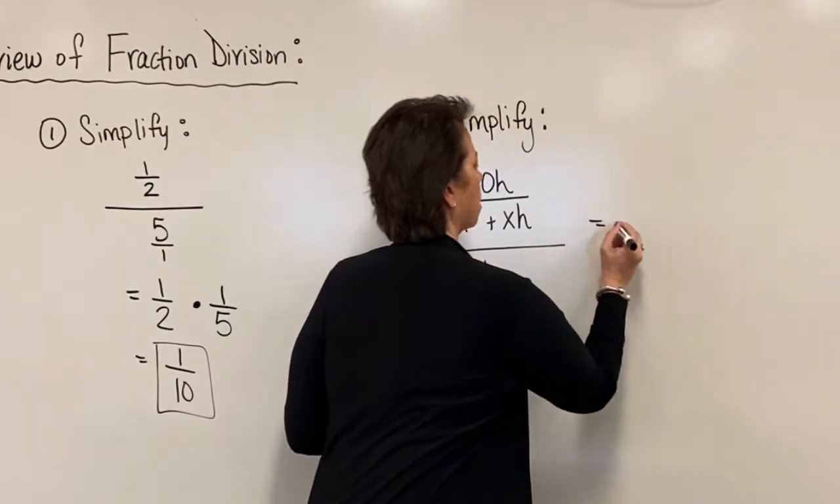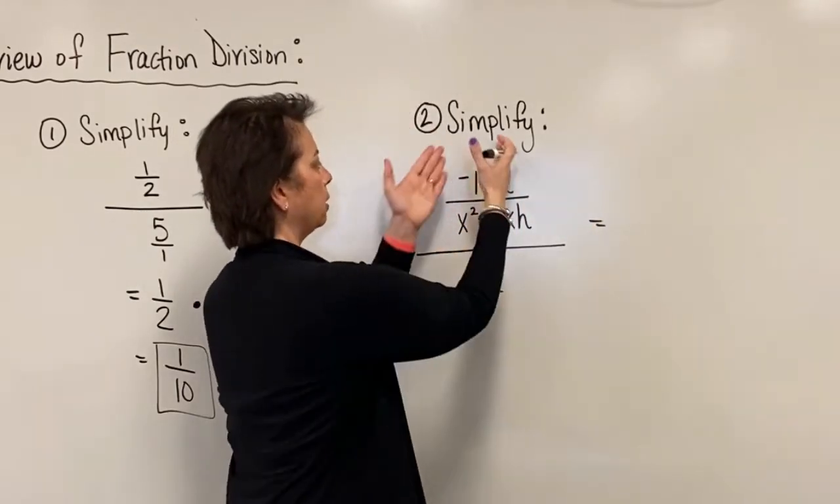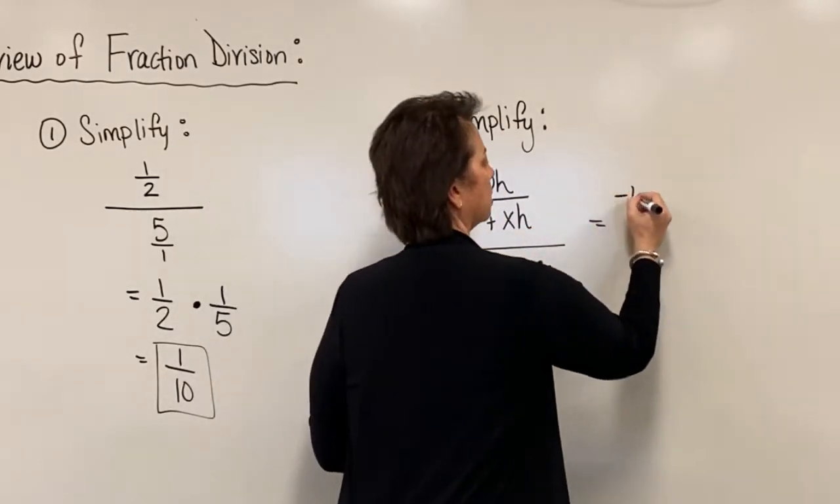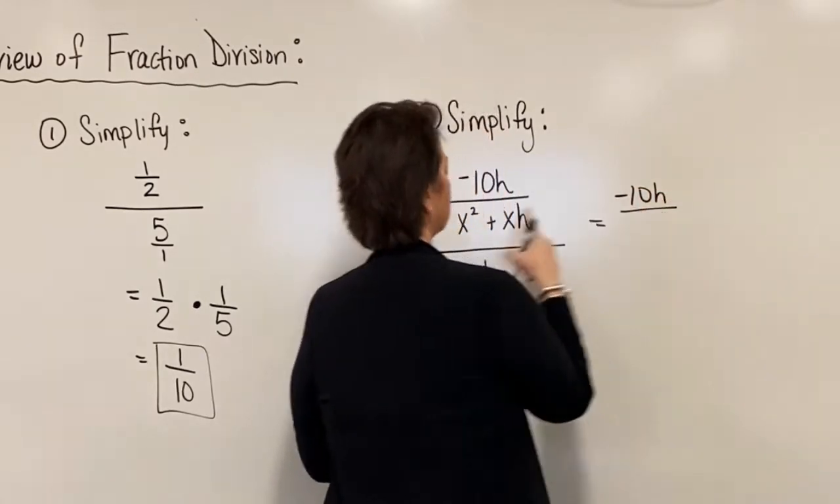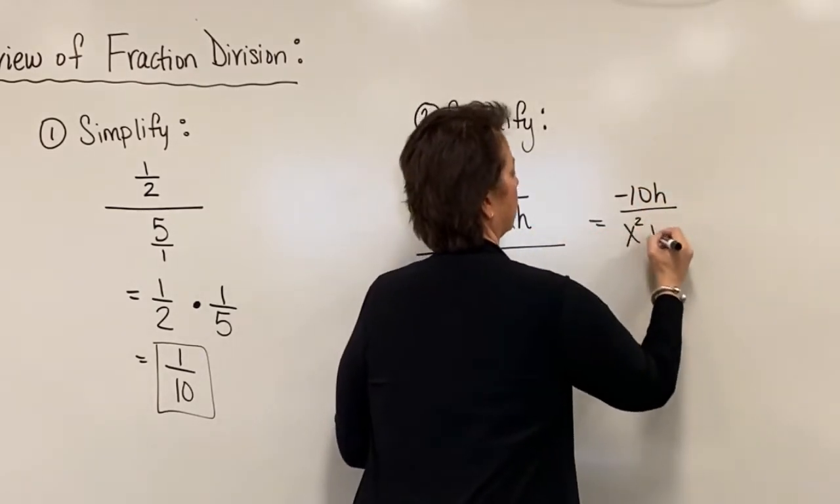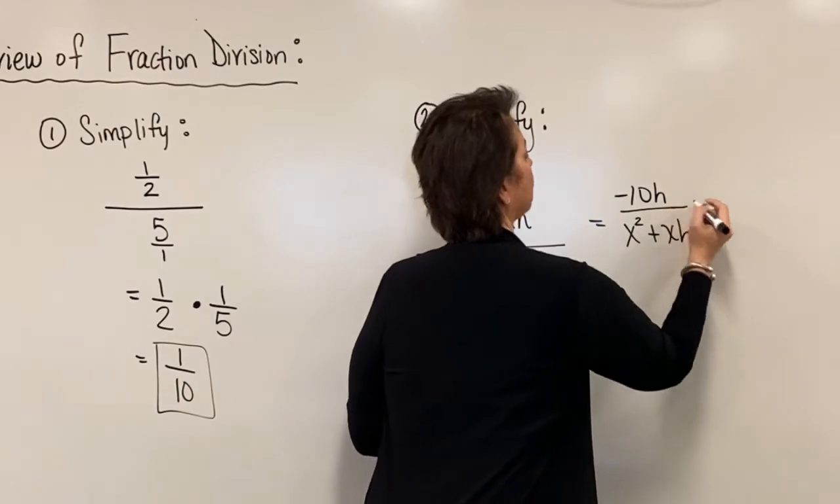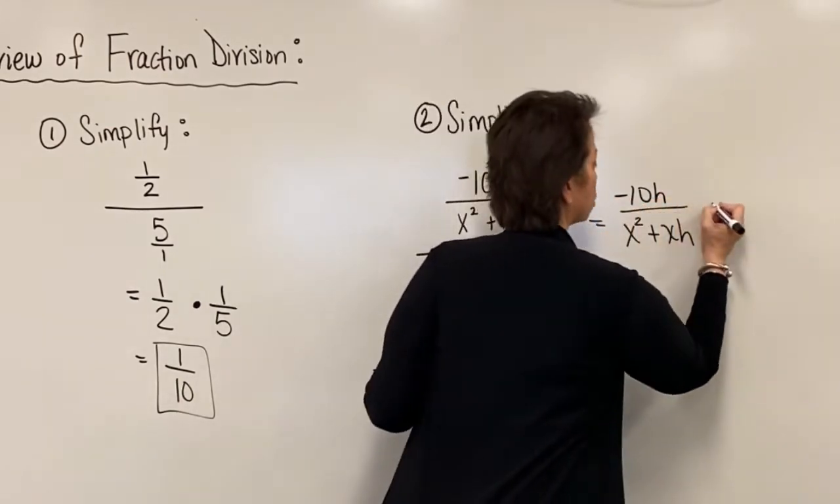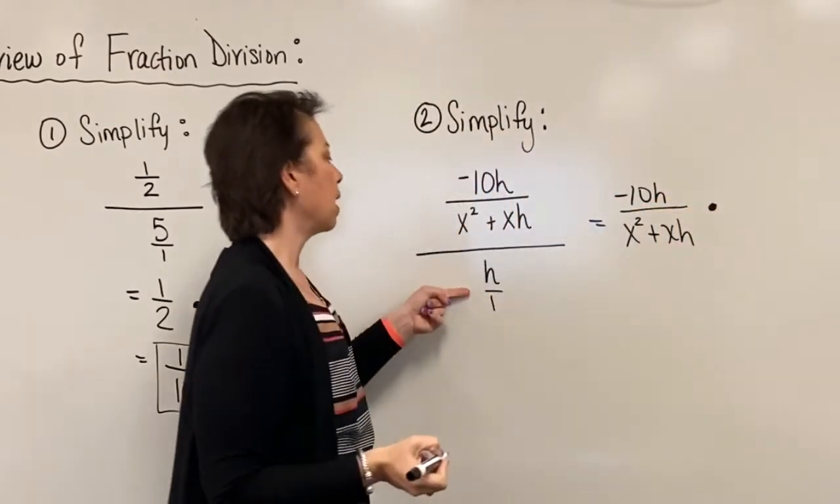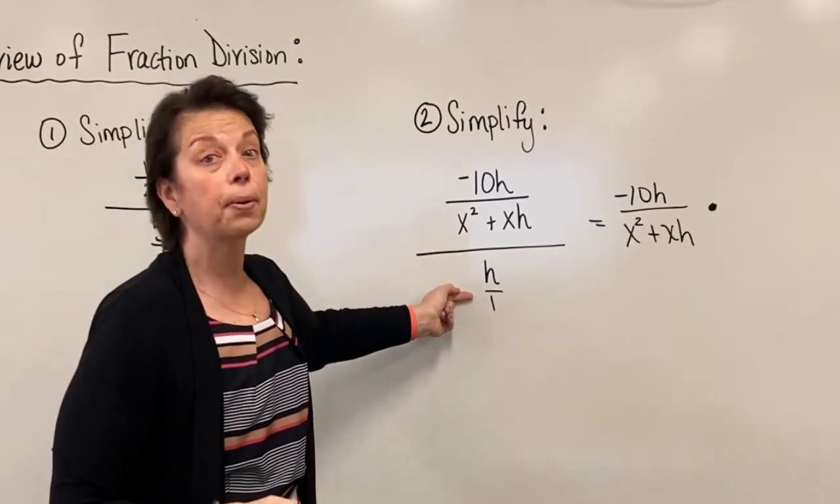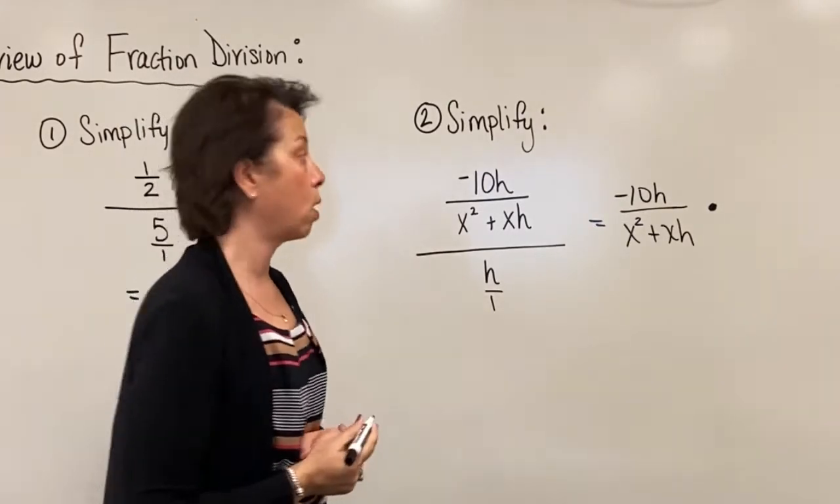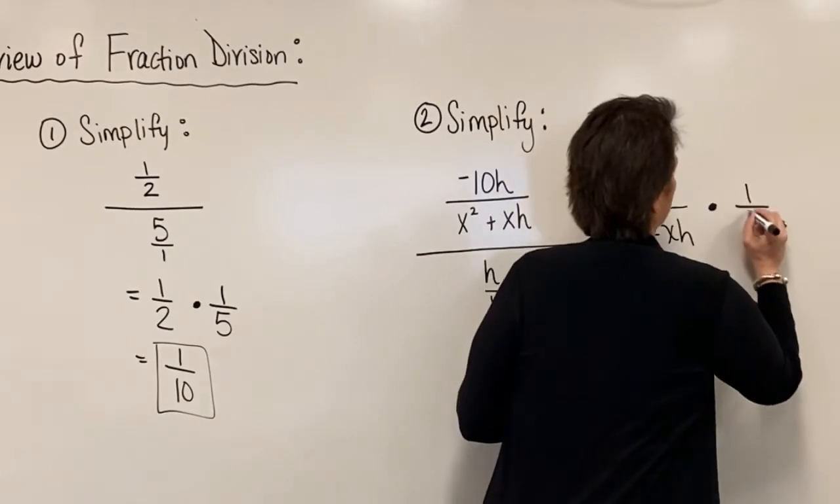So as a result, I'm going to rewrite our problem to be still the same numerator as is, -10h divided by x squared plus xh. But instead of dividing, I'm going to change this to be a multiplication problem and multiply it by the reciprocal of this denominator, which would be 1 over h.